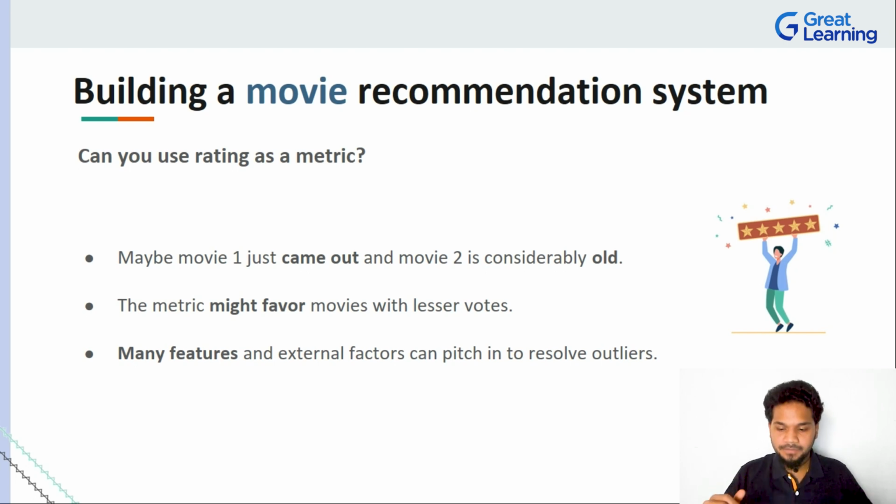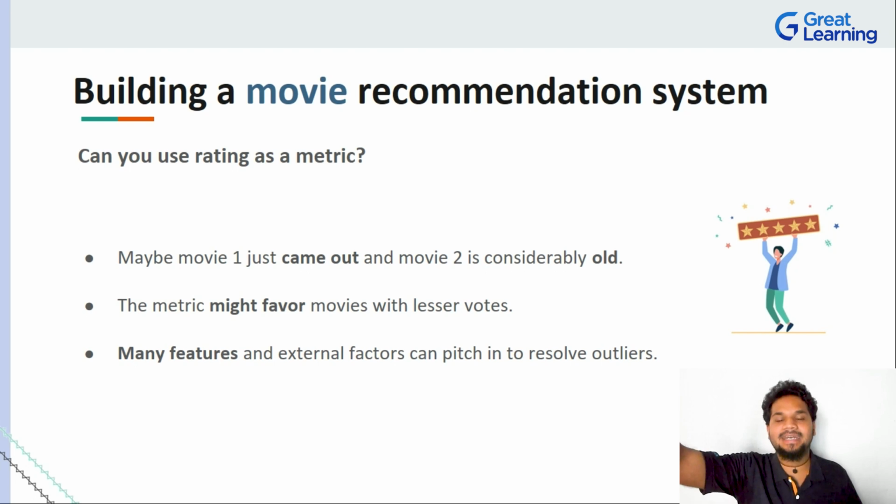To solve this disadvantage that I just mentioned to you, you'll actually be using many features to ensure that rating is not the only metric. The second thing you're going to do is try to fix that mathematically, right? I'm going to show you a fantastic concept we're going to be checking out. And it's not just that, you're going to have other factors which will pitch in to make sure that there is no favoritism for movies with lesser votes.